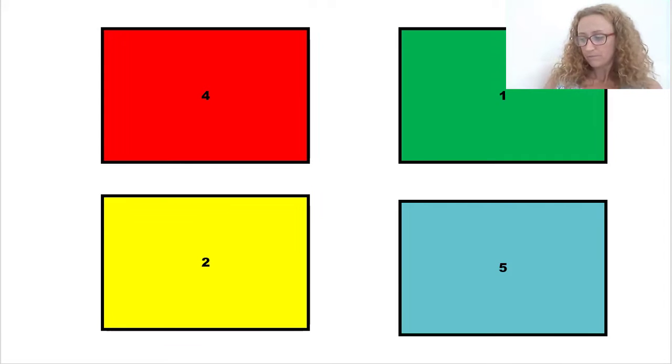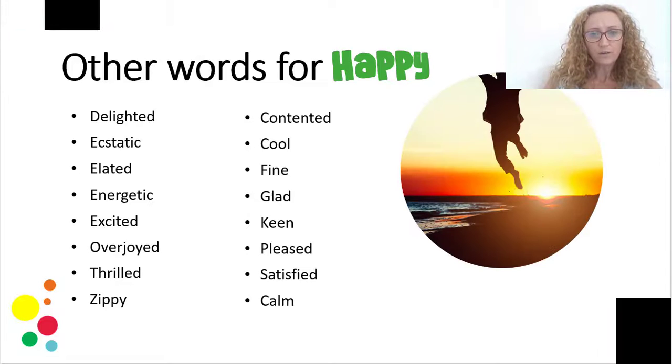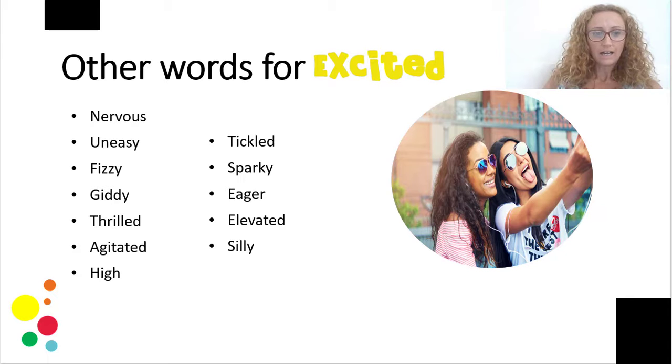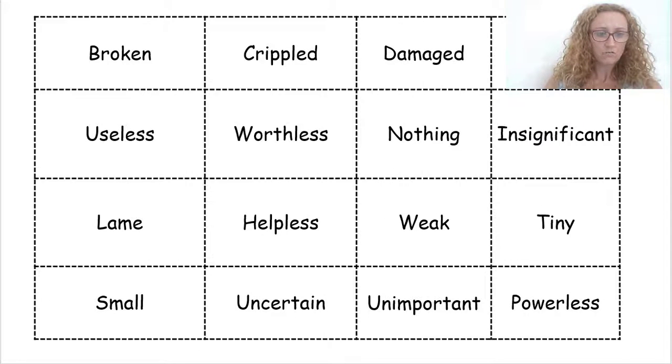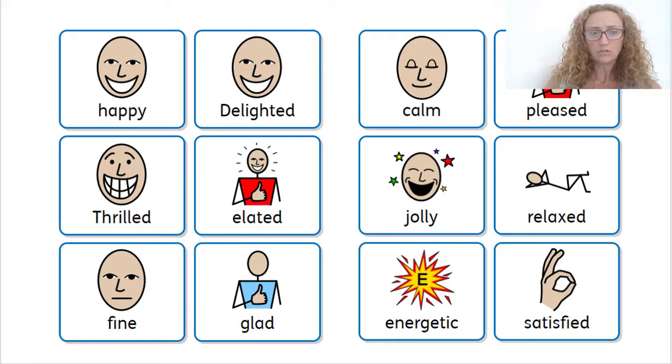Then we've got the cards. I've got the vocab list, and then I've put in the words, and I've also right at the bottom got the pecs of those emotions. They're not as many because it's amazing how many of the same image you can get for the word happy.